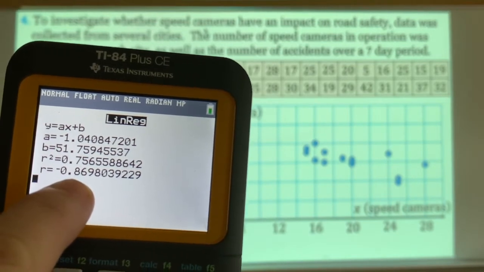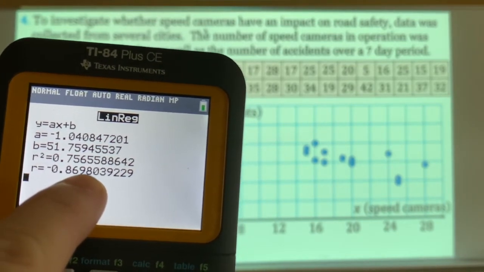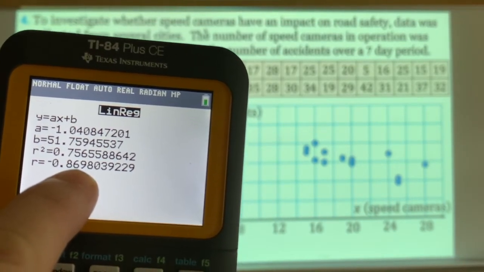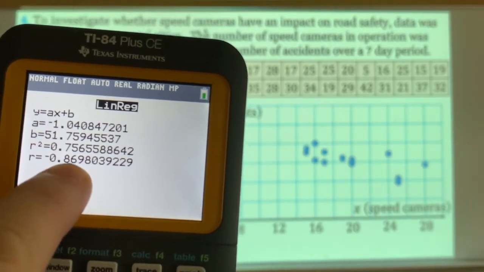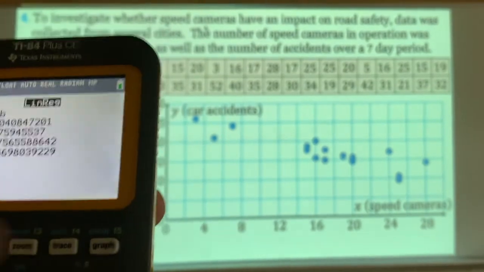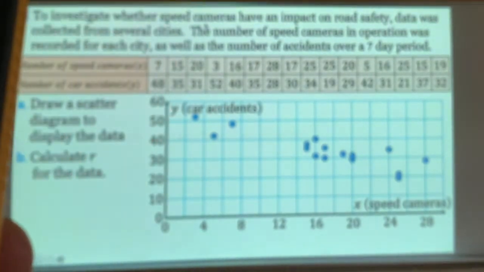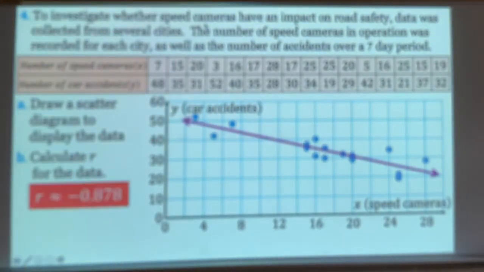Our r is negative 0.8698, so negative 0.870. Okay, so that's good. Let's see, is that my r? Yep, negative 0.878. Uh-oh. I just can't type things into a calculator.